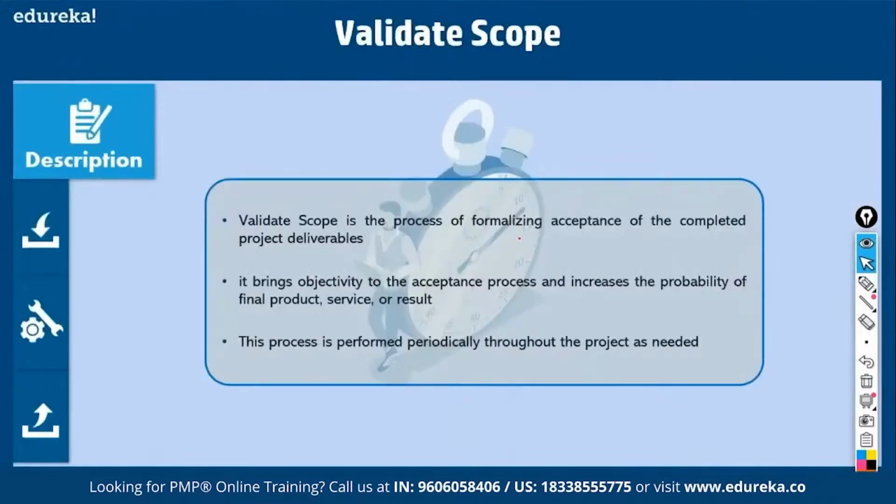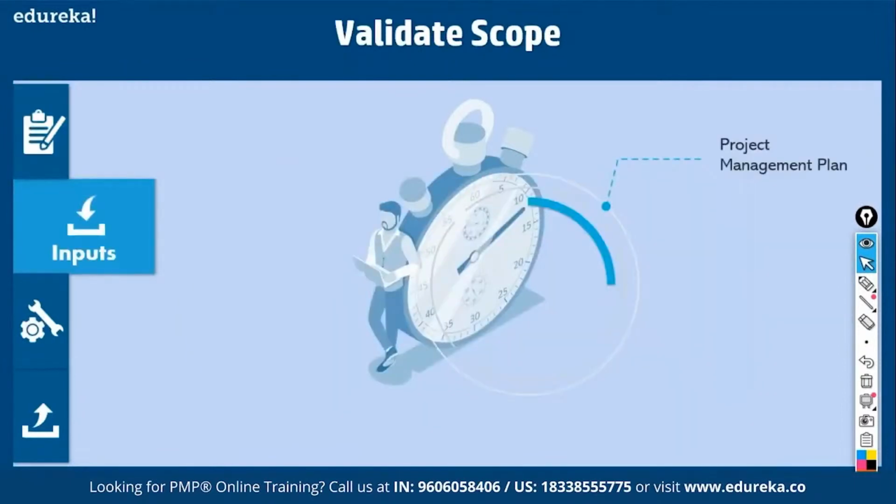It's a process of formalizing acceptance of the completed project deliverables. It brings objectivity to the acceptance process. The project management plan tells you how to get this validation, especially the scope management plan. Then you have project documents. What are project documents? When you go to the customer for validation, he will ask you, where is the requirement documentation? I gave you sign off. So you have to show him the requirement documentation. Then we saw that we have to maintain the requirement traceability matrix.